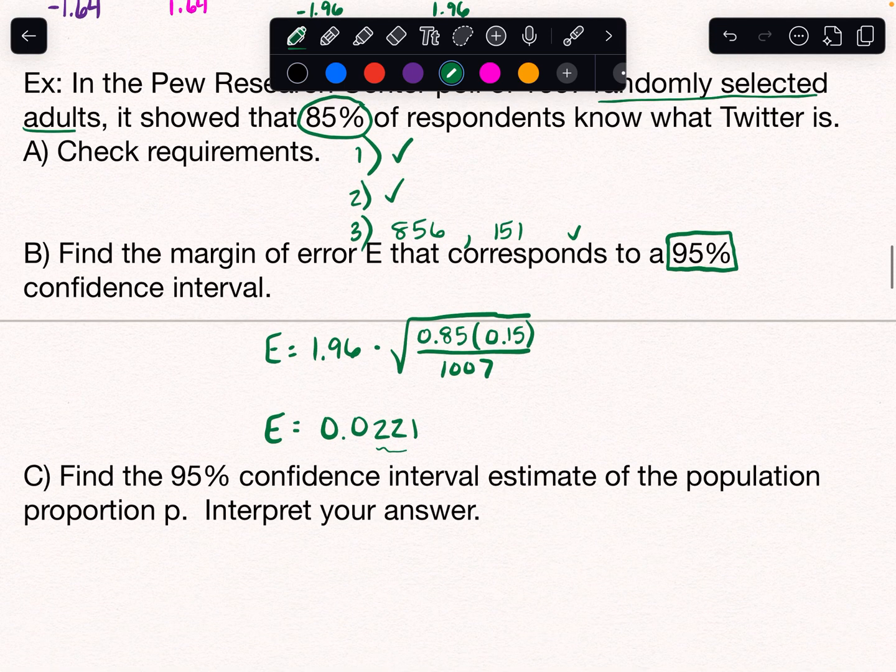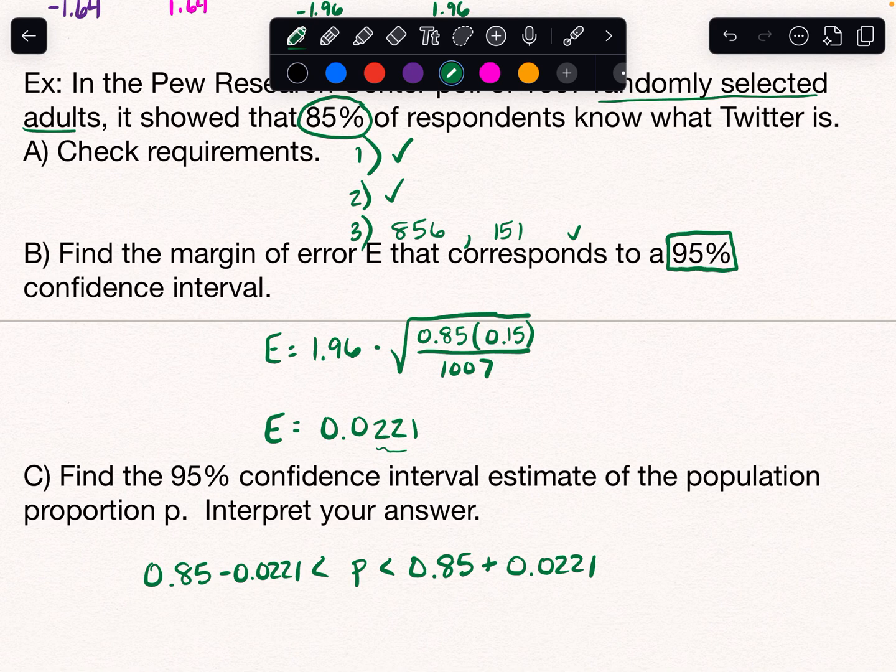Part C, so that was step 2. Step 3, I want to actually construct our interval. So our sample proportion, our p-hat value, was 85%. So I want to add our margin of error to 0.85, and I want to subtract our margin of error from 0.85. So if I'm writing my inequality statement, I have 0.85 minus our margin of error, and then 0.85 plus our margin of error, just to get a range of values here.